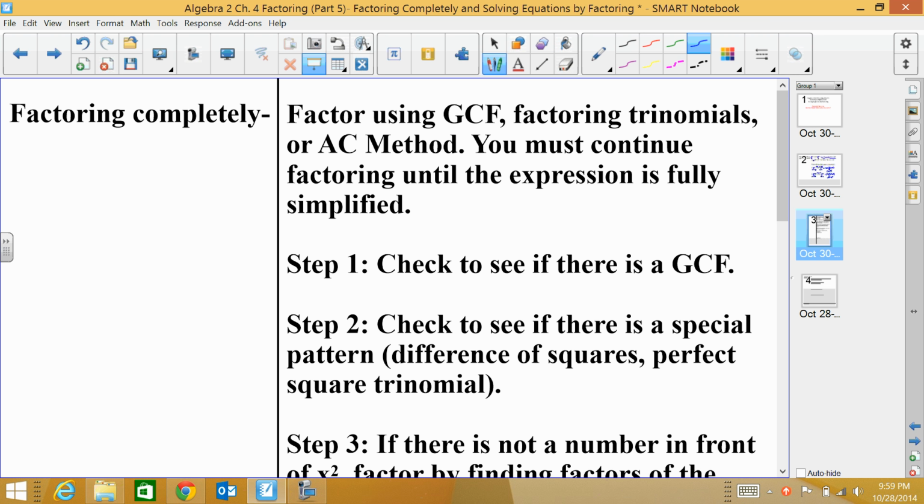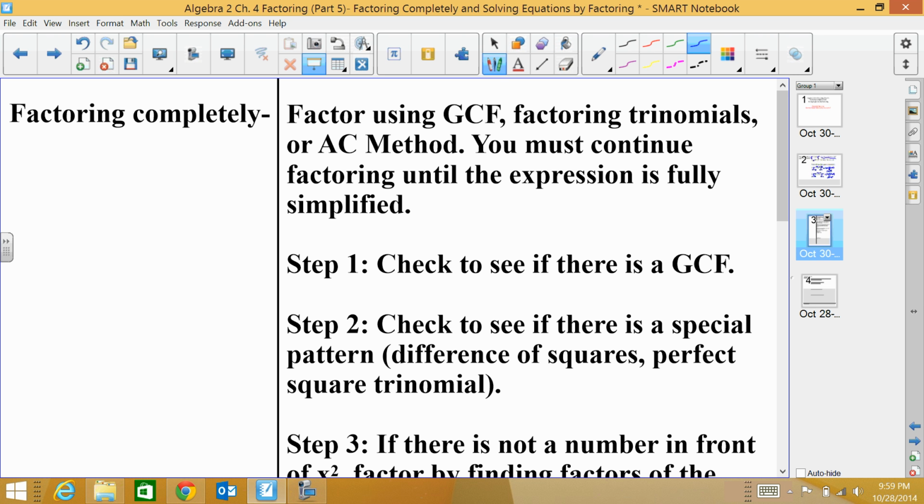So when the directions ask for you to factor something completely, what that means is you just factor and keep factoring and factoring and factoring until there's nothing left that you can factor. It's all the way simplified. So these are just some steps that you can follow to make sure that you've factored completely. So you could write this down as a checklist to use when you're factoring.